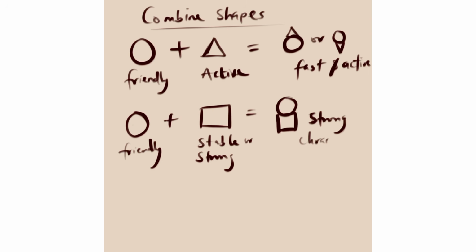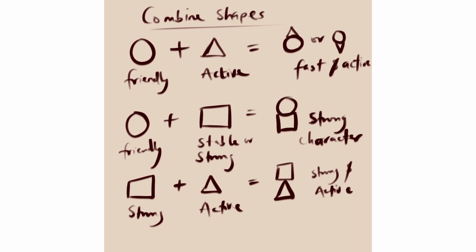Let's look at another example. When we combine a square and a triangle, a square depicts strength or stability, and a triangle depicts being active, sharp, or wicked. The combination of these two shapes is going to give us the personality of a strong and active, or sharp type of character.